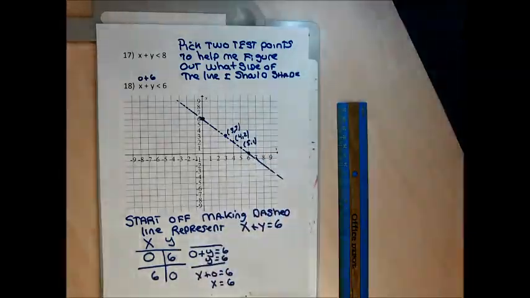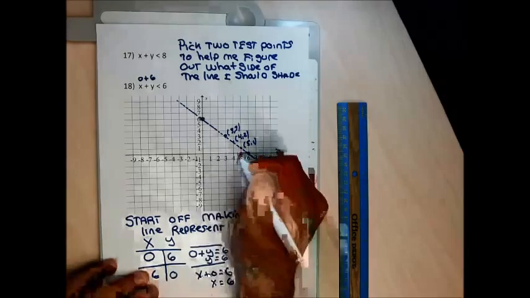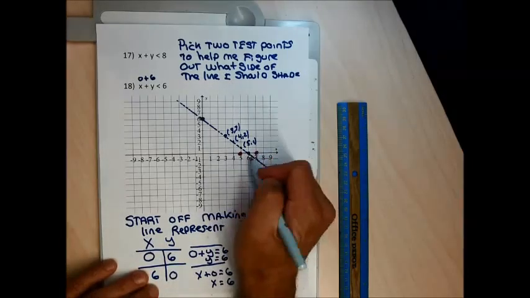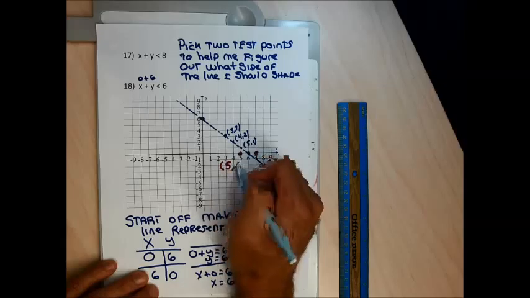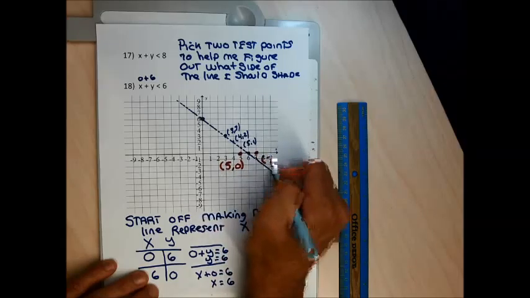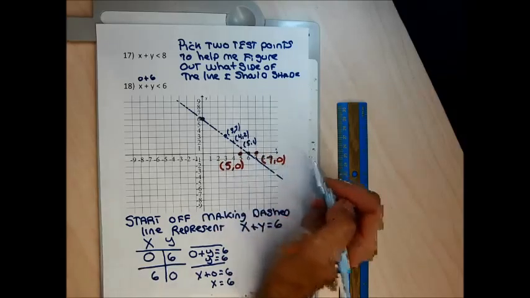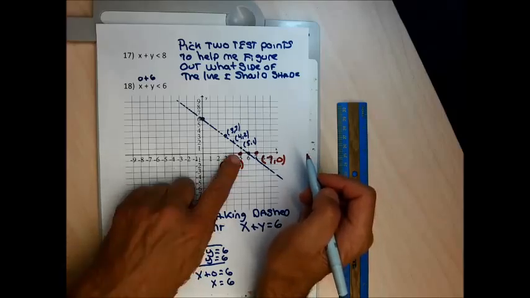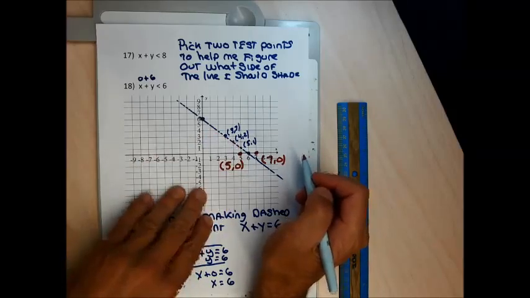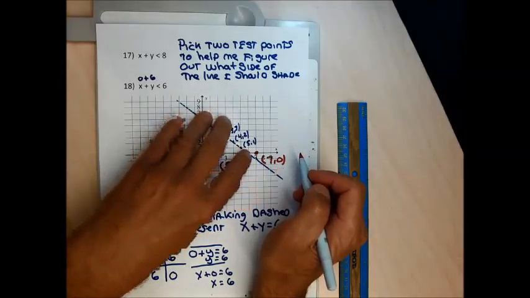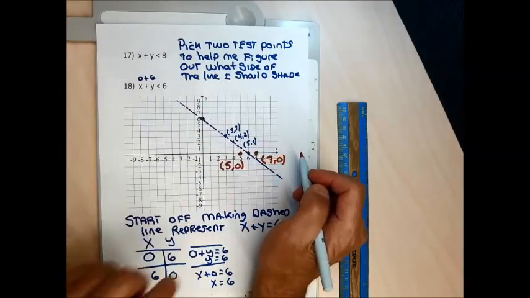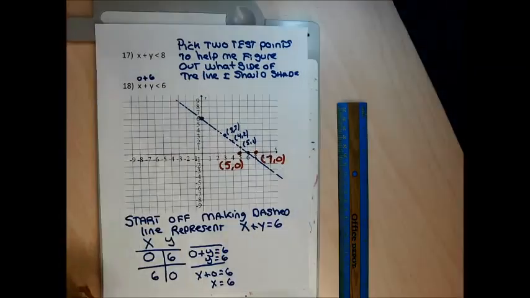And for me, I'm going to pick the 2 points that are as close to the x-intercepts that I can find. My test points are going to be the point 5, 0 and 7, 0. Reason I'm picking these is I can tell 5, 0 is on the bottom side of the line, 7, 0 is on the upper right hand side of the line. So I can tell what side of the line they're on.